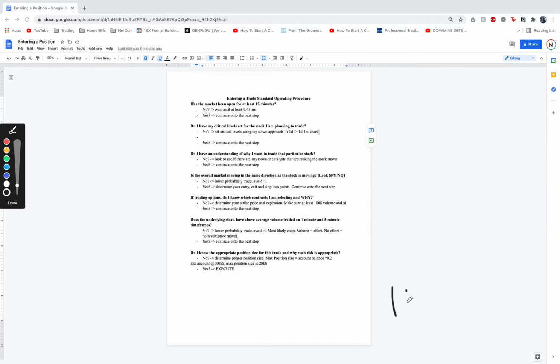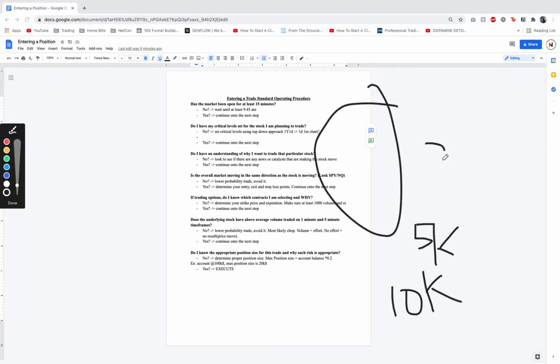If it's low probability, I might put 10 or 5K into the trade. If it's a high probability trade, based on those criteria, I might put in, let's say, 20K or go in with 20% of my account size, or I might scale in. I might put in the first 5K, and when I get more confirmation on the trade, I'll put in 10K and then eventually scale in to 20K.